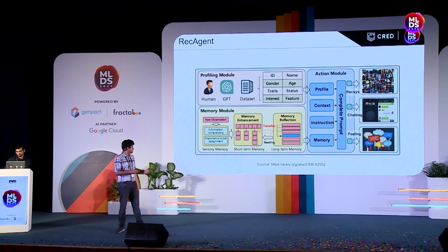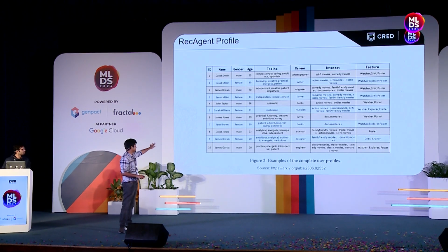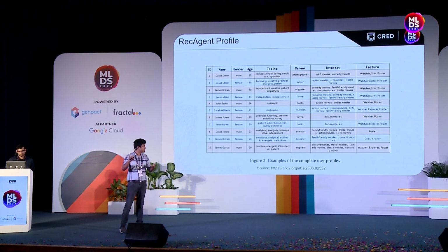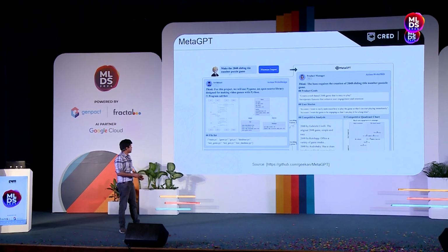I'm just highlighting this example to show how the paper used to bias the persona of the agent. You can just think of this as an Excel sheet. Each row in the Excel sheet is a user profile. You can see that there are things like gender, traits, what is the career of the user, and what is the interest of the user, and so on.